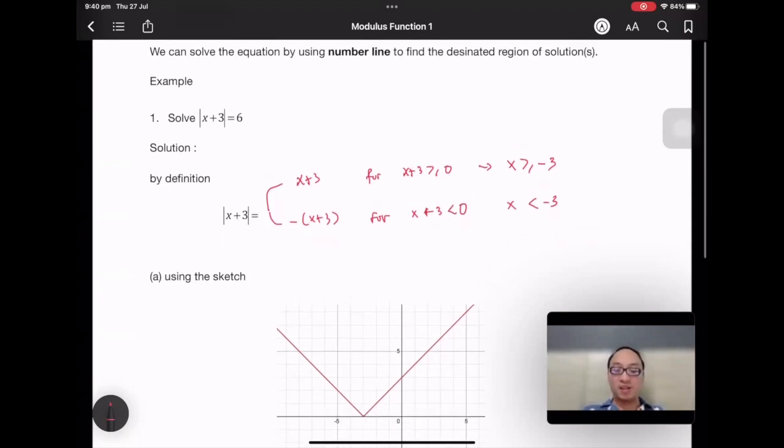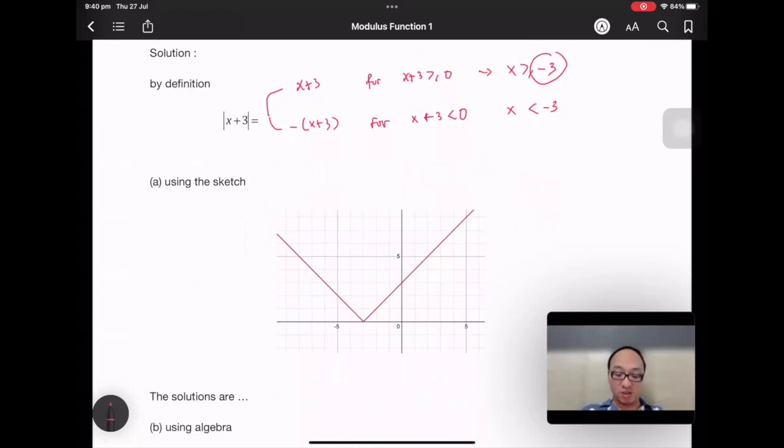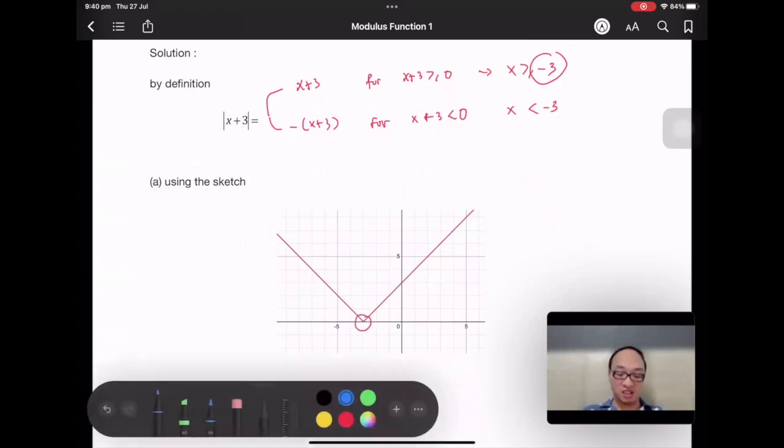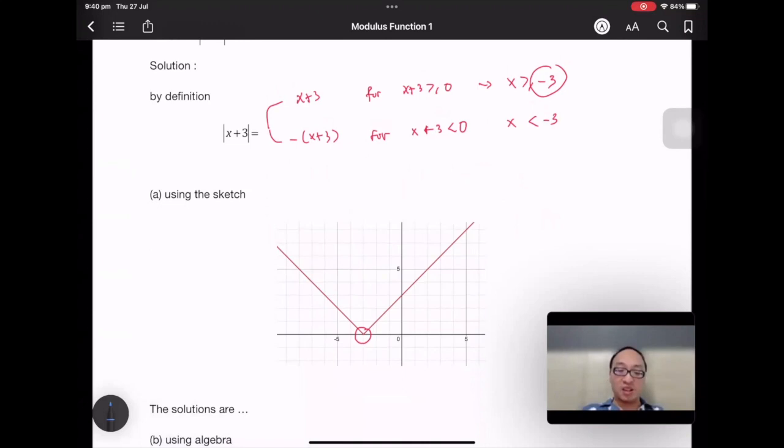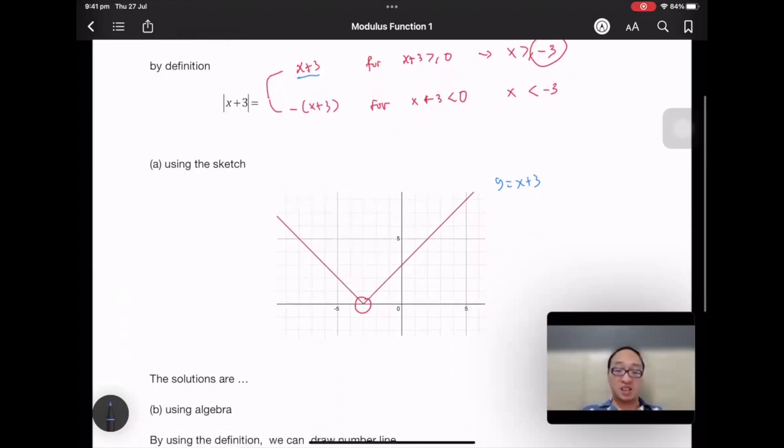And then that means we can draw it and put negative 3 on the x-axis. It is positive for x greater than negative 3. So we draw the line y equals x plus 3. The gradient is 1 and it cuts the y-axis at 3. Yeah, 3 is the y-intercept. So it cuts here, 3, and then draw it. So we have this.